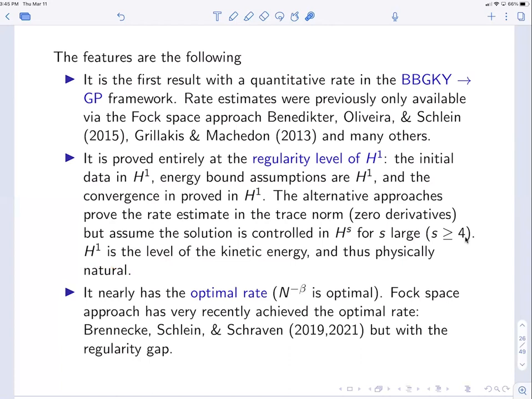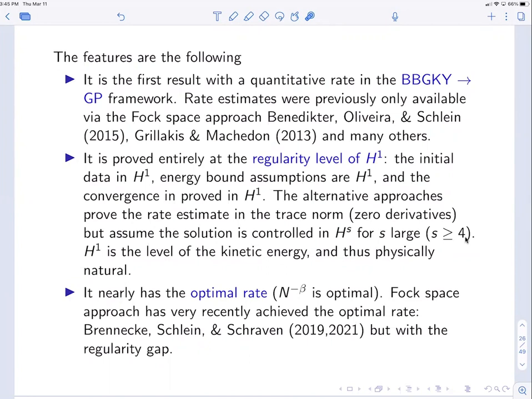So H1, getting things in the energy space, it might be just a mathematical obsession, but it is also the level of the kinetic energy, and so thus it's physically natural. And so in fact, it's hard for us to read these physics papers, but my collaborator is looking at them intently, and he's thinking that the external potential that they have in the experiments is not really that smooth. And so as a result, it's nice to not add additional derivatives to the analysis, because that would hit something that is not so smooth and affect your bounds.